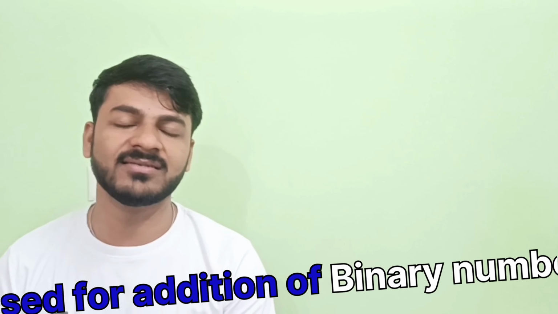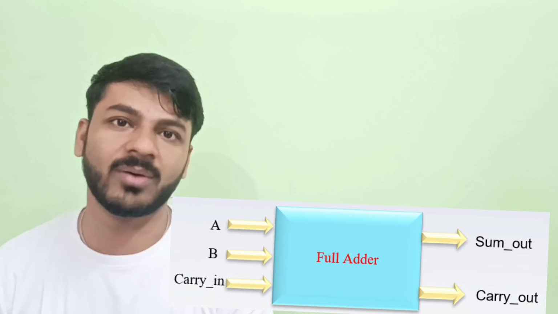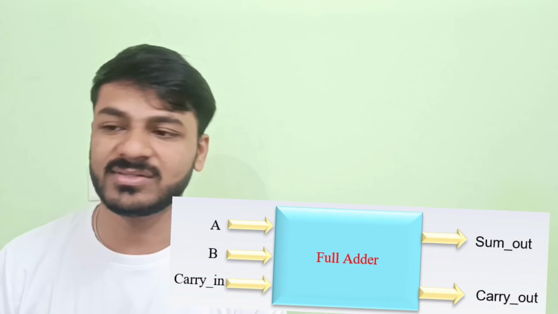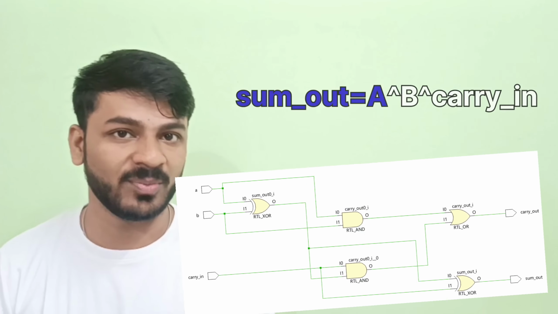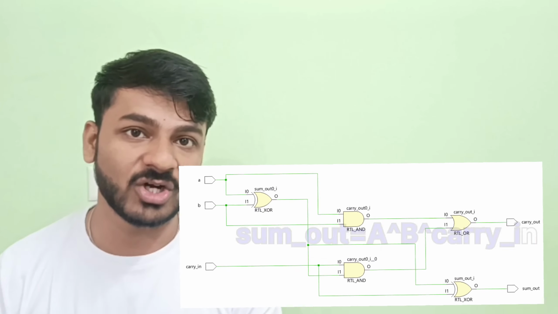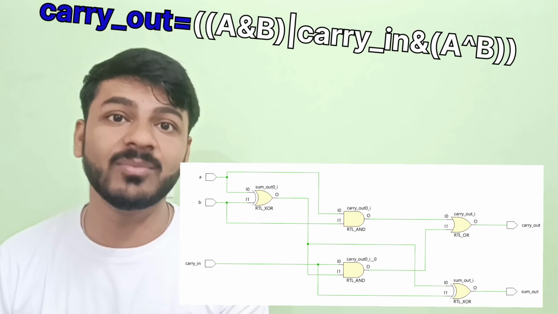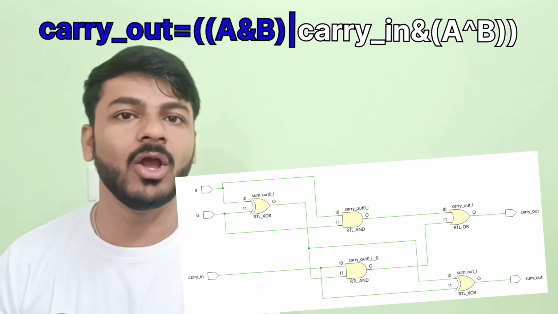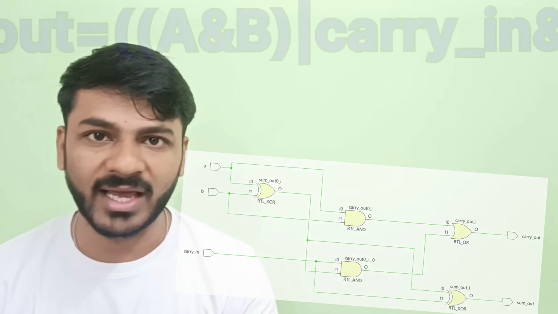As we know, a full adder is useful for binary addition. It has three inputs: A, B and carry in. Basically, carry in is the previous output of addition. It has two outputs, that is sum out and carry out. We know that sum out is always computed by using an XOR gate, that is A XOR B XOR carry in, and it stores the result of addition. Carry out is always computed by using an AND gate between two inputs, that is A and B, OR with carry in AND A XOR B, and it stores the result of carry out.